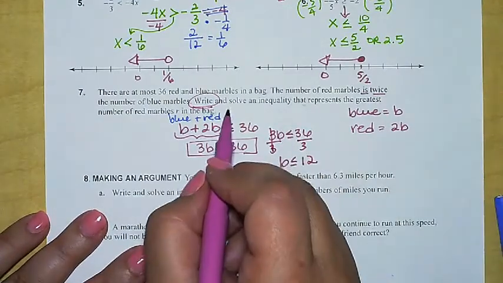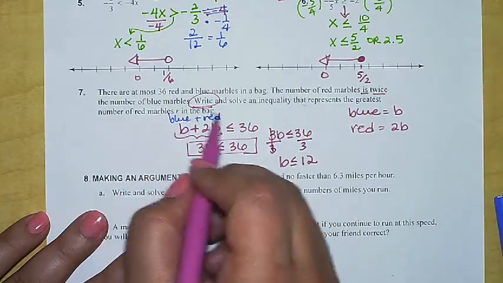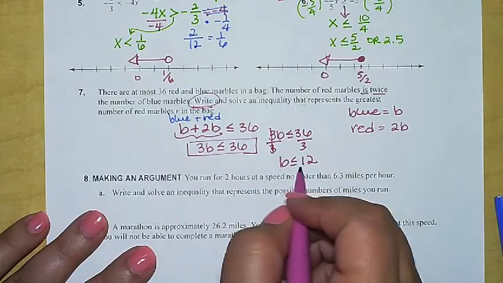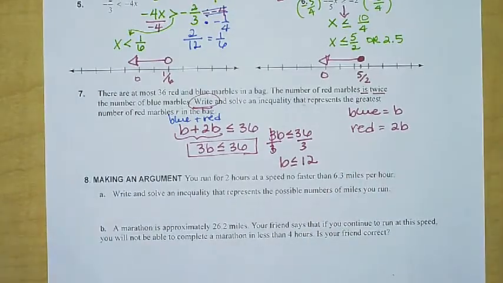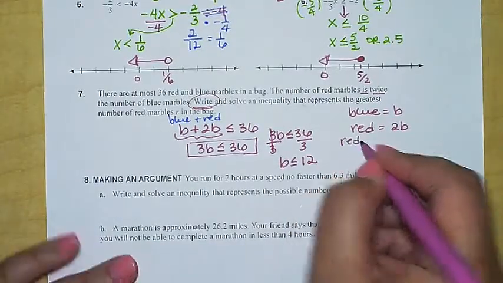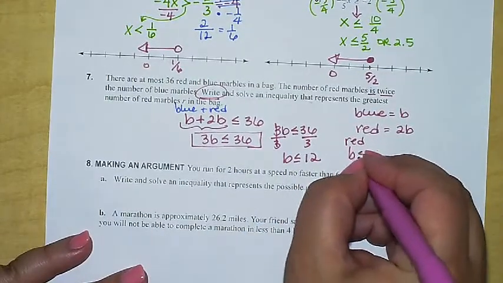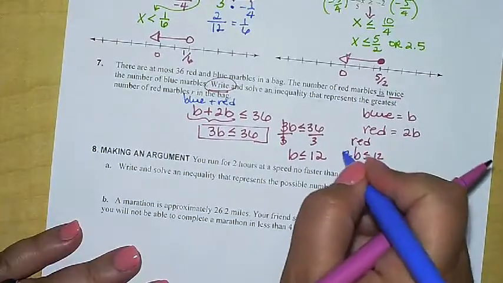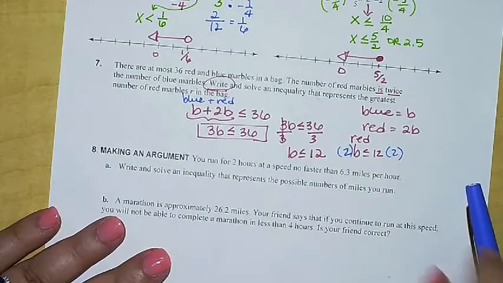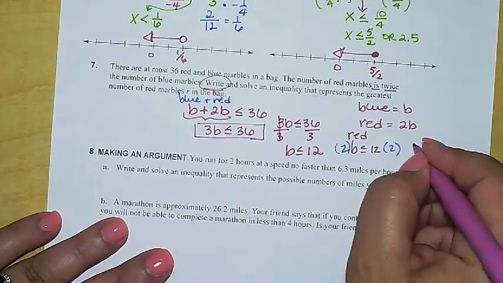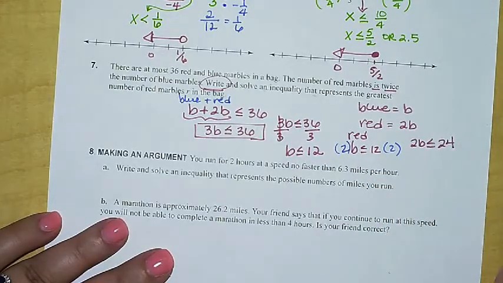Okay. Now I did say write and solve the inequality that represents the greatest number of red marbles in the bag. So now we know that the blue is less than or equal to 12, but we know the red is twice that. So for the red, it would be that guy right there, but times 2. So if there are less than or equal to 12 marbles that are blue, then 2B, which is the red, must be less than or equal to 24.